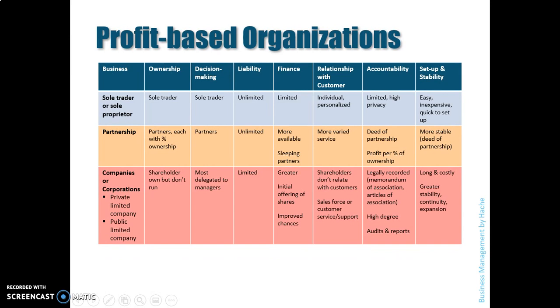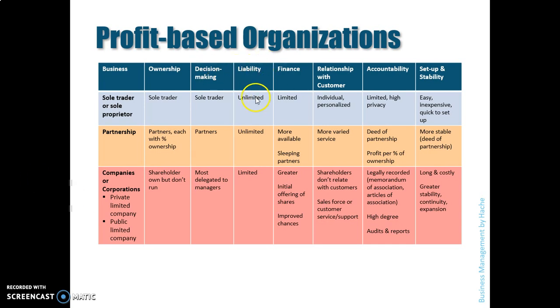So talking about the sole trader, the partnership, and the companies. We already discussed the differences in terms of ownership. Sole trader is only one. Partnership has partners who have a percentage of ownership. The shareholders also own a percentage of the business, but they don't run the business directly. In terms of decision making, the sole trader is the one having the last word. He's the one making the decisions. In partnerships, the partners have to meet and vote, and then they make the decisions together. And with shareholders in companies, they mostly delegate all the decision making to the CEO and the other managers.